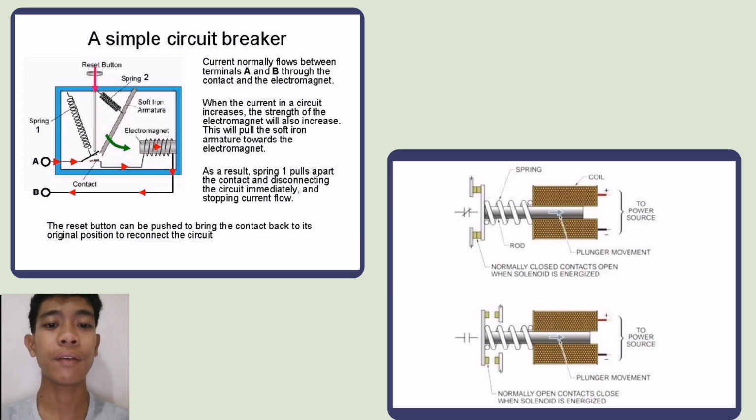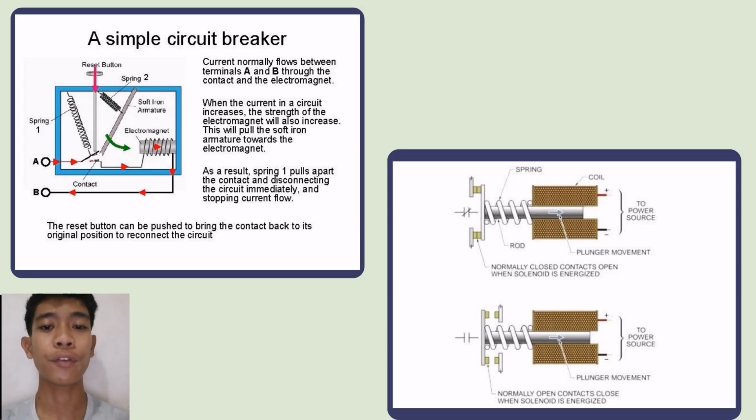The third one, the magnetic force activates the mechanism. The strong electromagnet pulls a mechanism or link to the spring. This action releases the spring-loaded switch. The fourth one, the circuit breaks or trips. The spring quickly pulls the contacts apart. This stops the current flow immediately, preventing damage or fire.